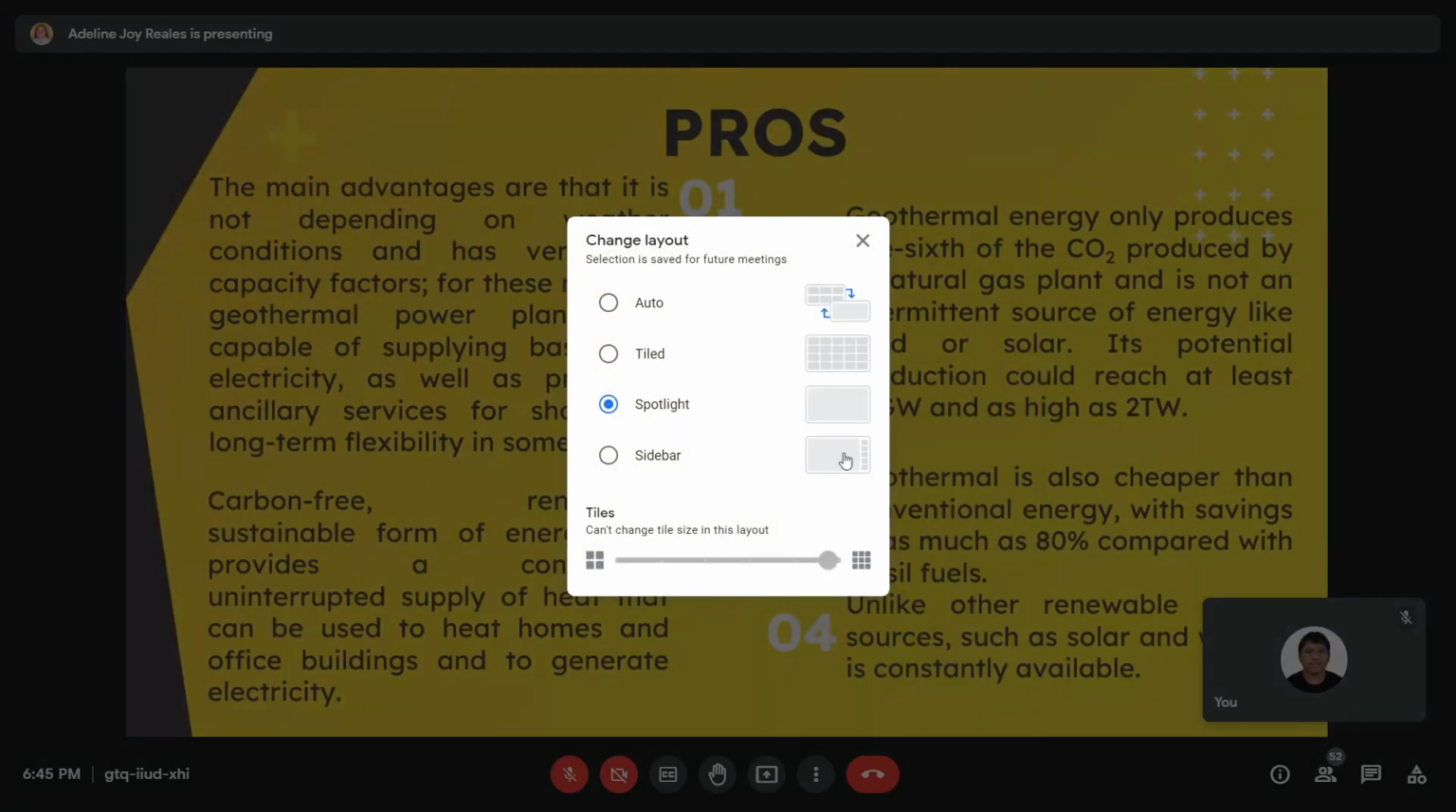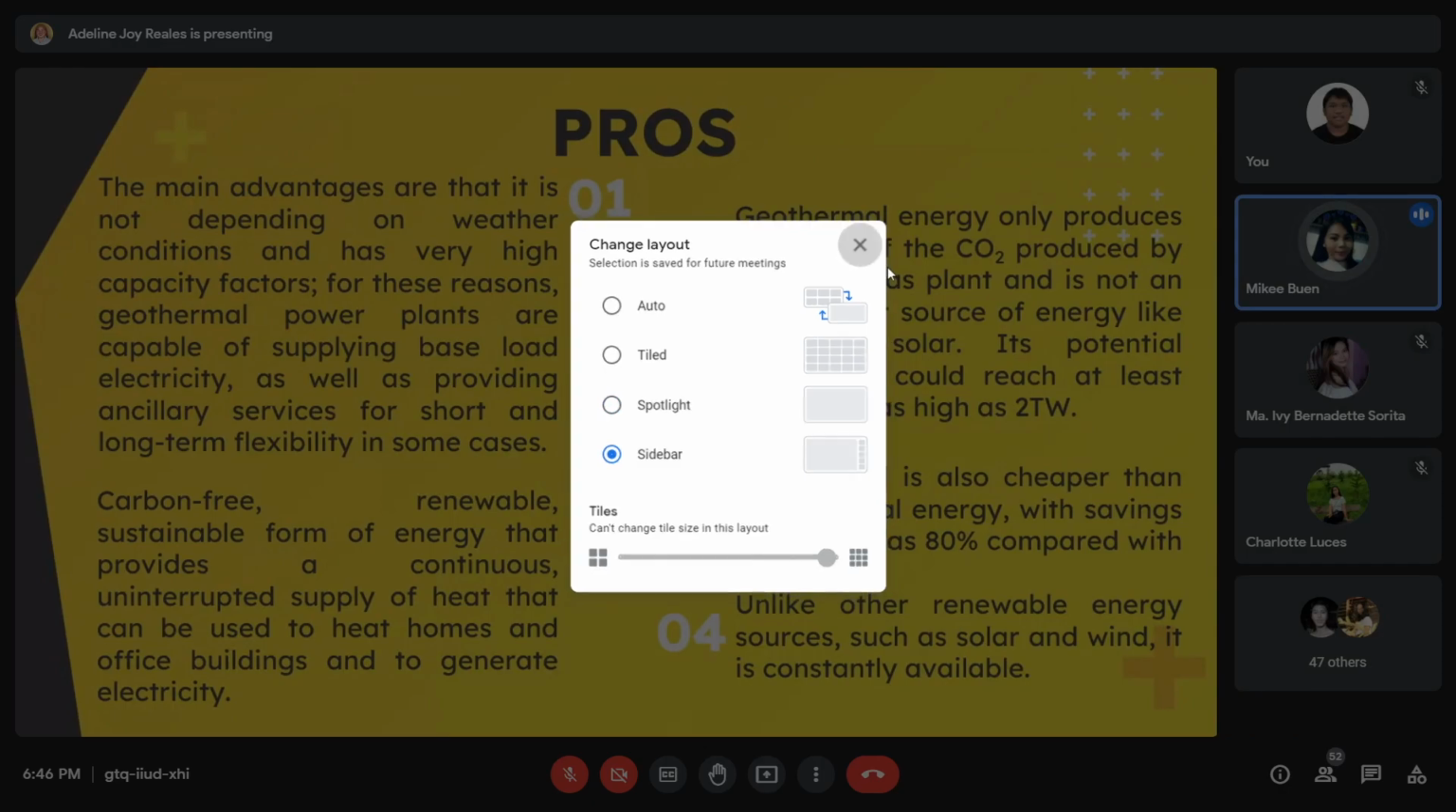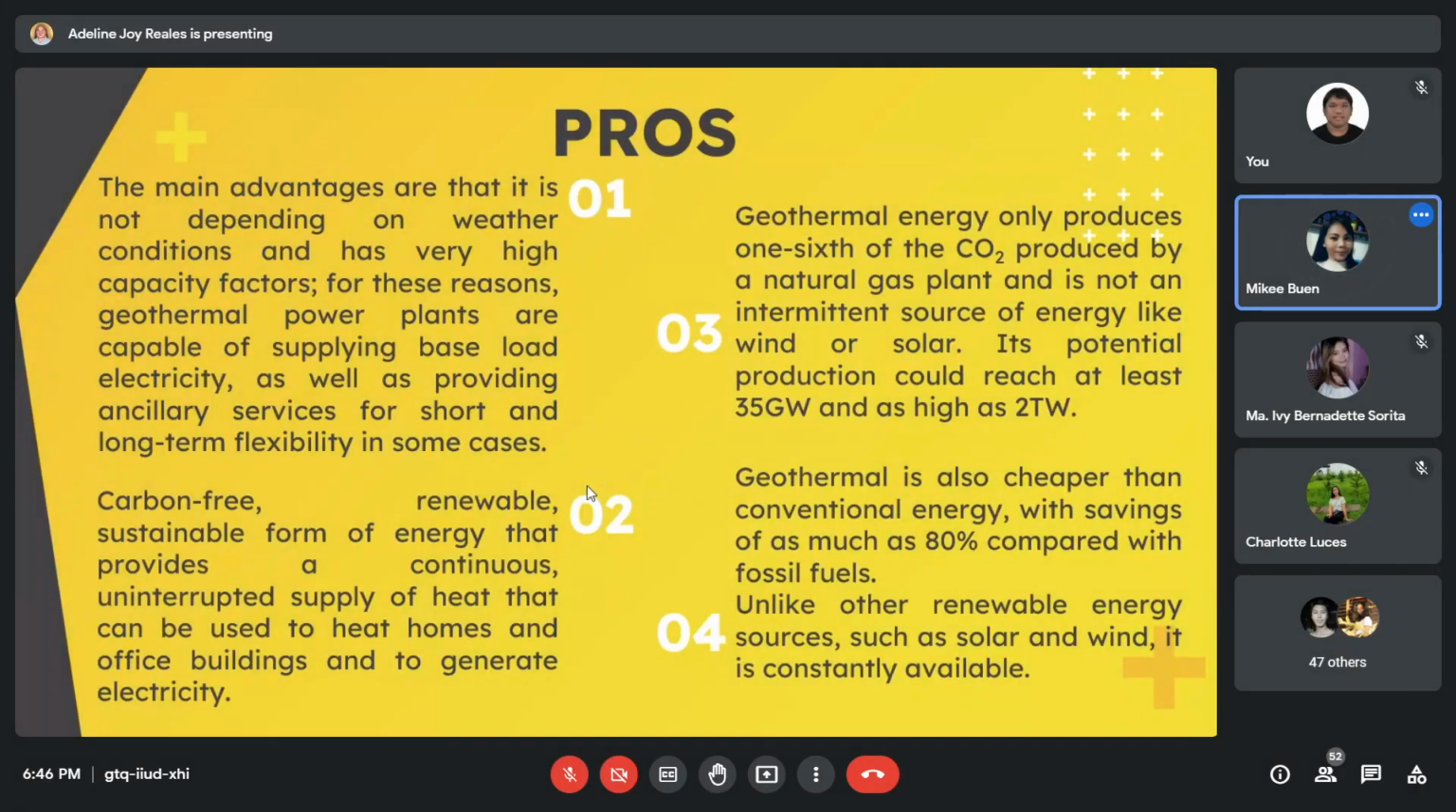Next, geothermal is also cheaper than conventional energy, with savings of as much as 80% compared with fossil fuels, and unlike other renewable energy sources such as solar and wind, it is constantly available.